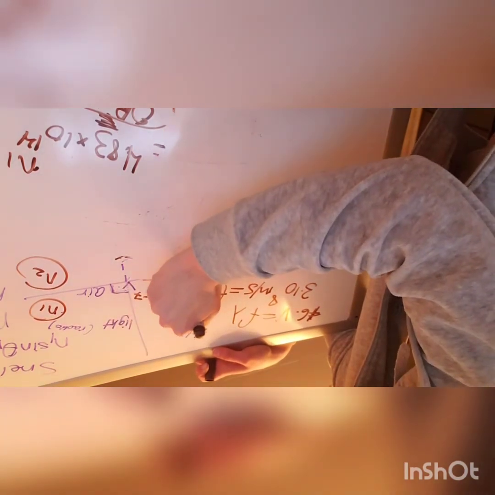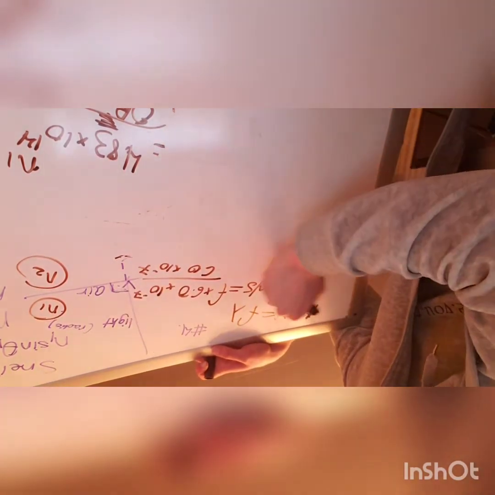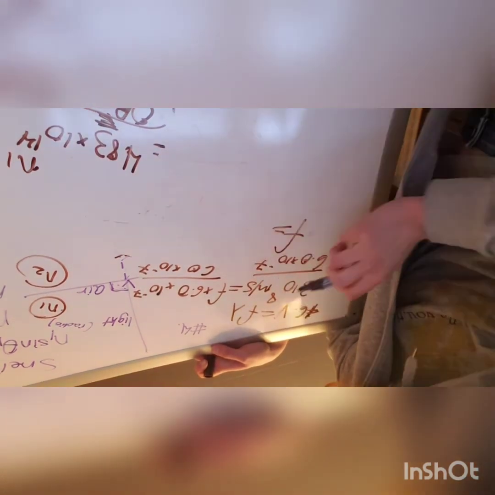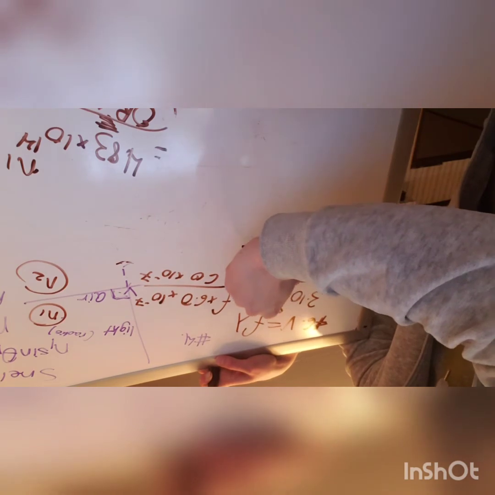Divide both by 6.0 times 10 to the minus 7, and you're going to get a frequency of 5 times 10 to the 14th power.